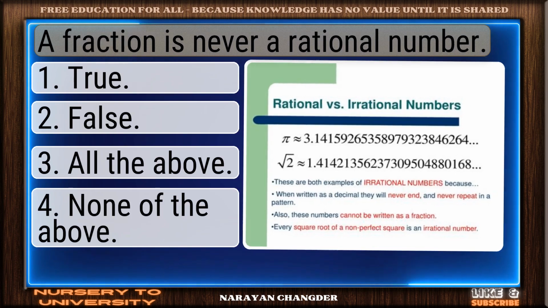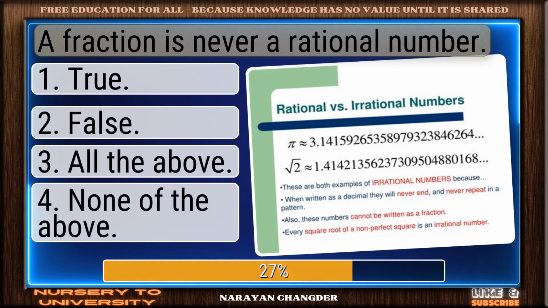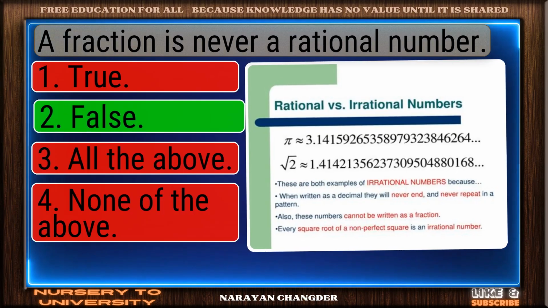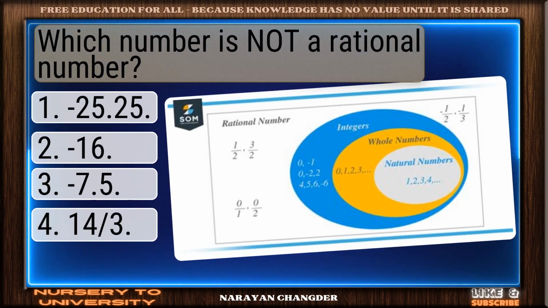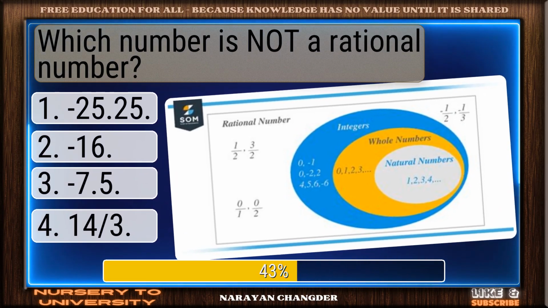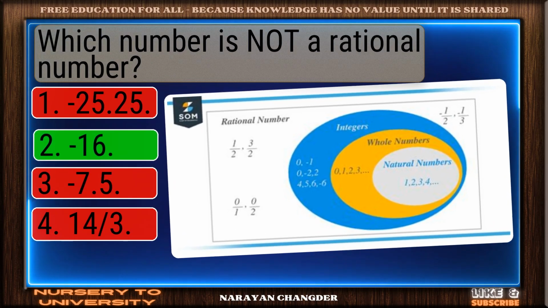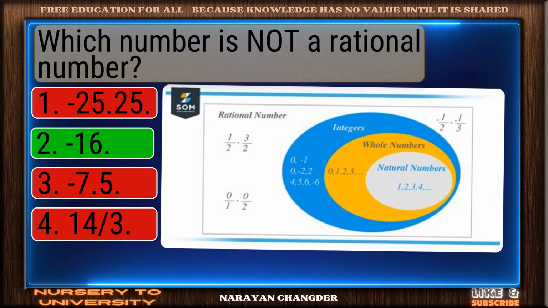Question number 44. A fraction is never a rational number. Good job. Your answer false works well here. Question number 45. Which number is not a rational number? Excellent choice. 16 is the right answer.